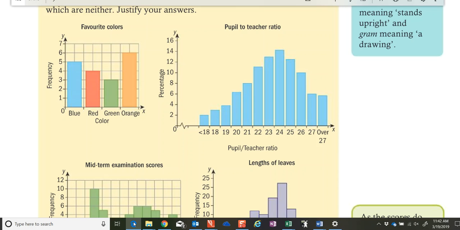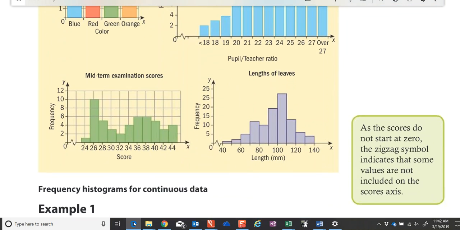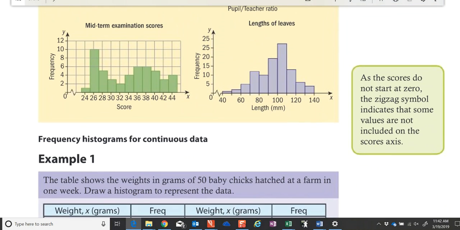That's your mentality. Okay. So the pupil to teacher ratio is not frequency related on the vertical axis. Okay. This one, midterm examination scores, lengths of leads. Okay. Kieran? Histograms. What type of data do we have? Quantitative, because they're amounts. Okay.